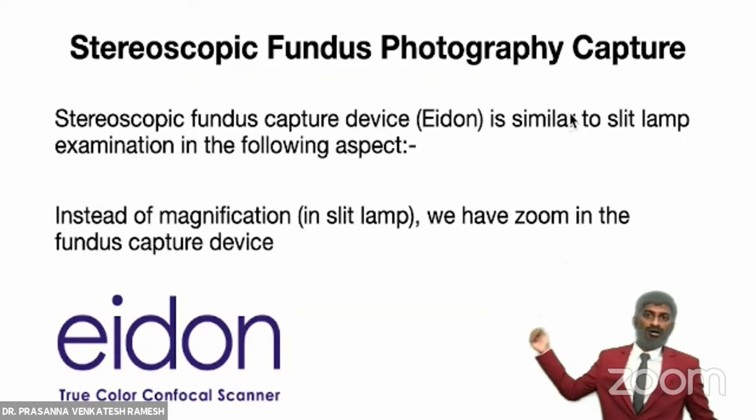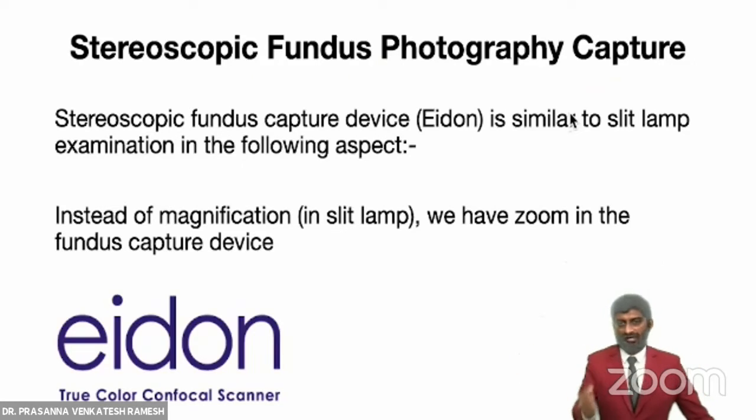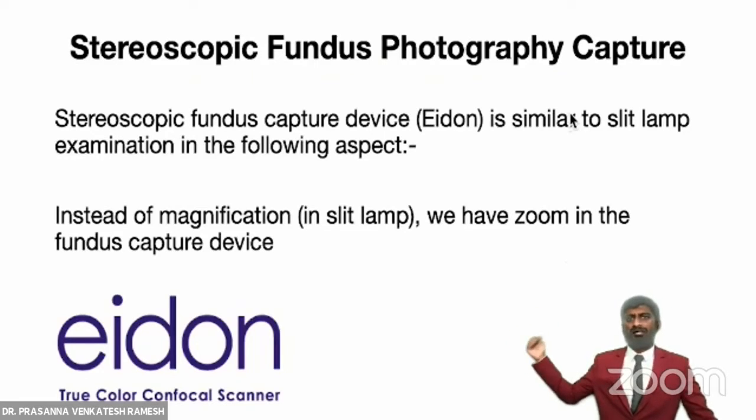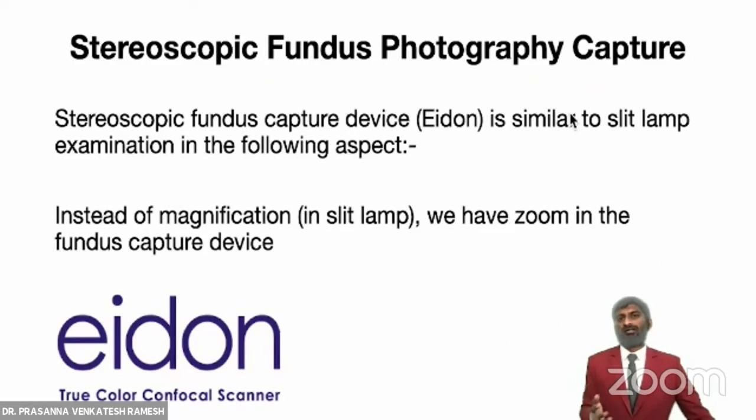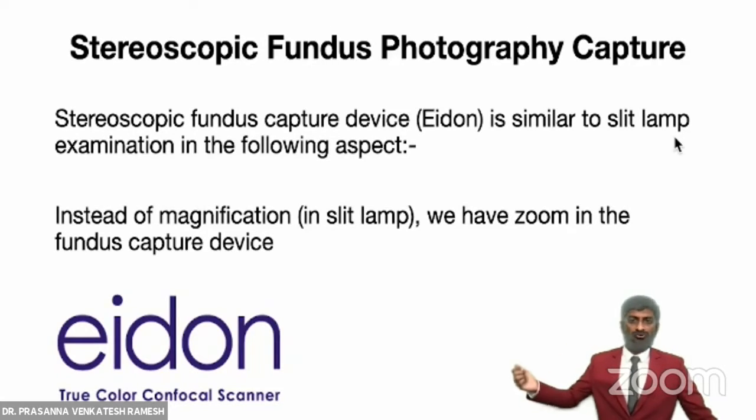the EDON True Color confocal scanner, as Sir was telling, the big brother. I also started with DRS and now with EDON. The stereoscopic fundus capture is similar to the slit lamp in many ways. As you can see, in the slit lamp we use magnification to view the disc. In the fundus capture, we have the zoom, and it's very comfortable if you take the LAN connection at your slit lamp. You can have your system near it and use the zoom.